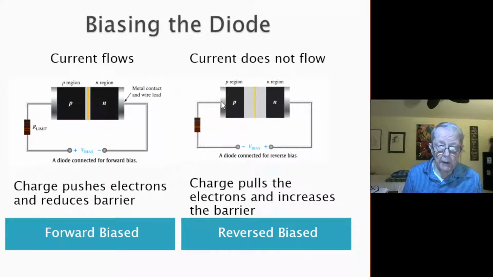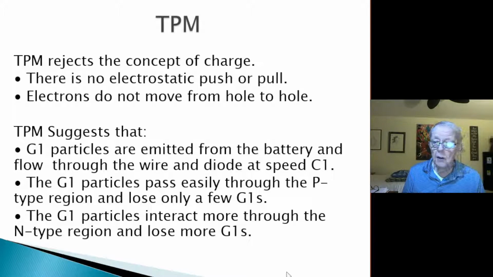They keep the diode in the same orientation, P here and N here. Reverse this. Now the plus attracts the negative, expanding the barrier. The negative attracts the positive, expanding this barrier, and now the current does not flow. That's their explanation. But they don't explain the IV curve.